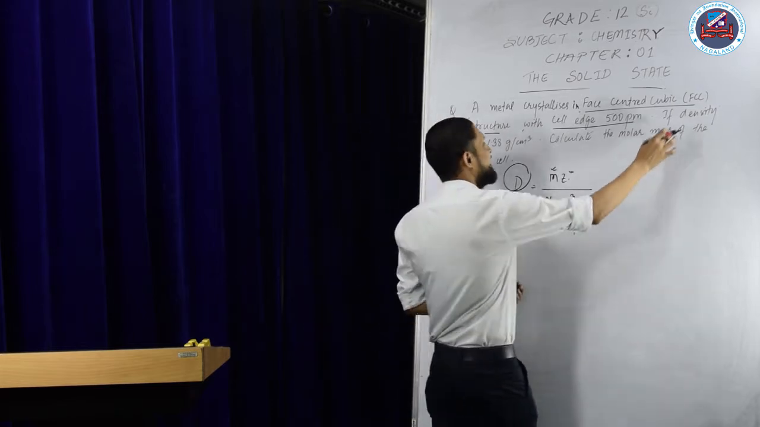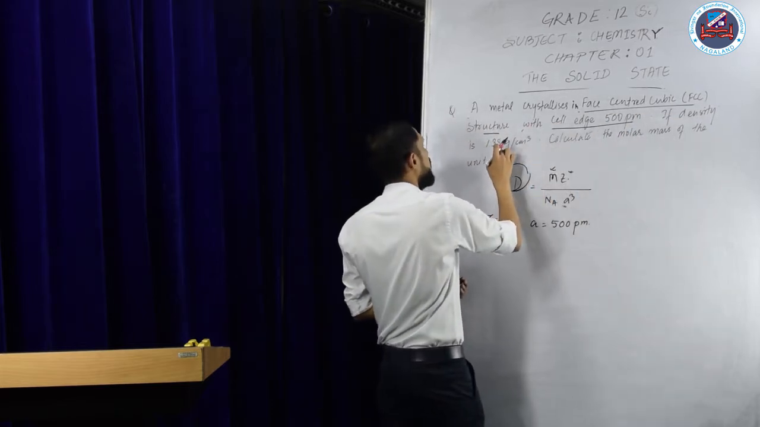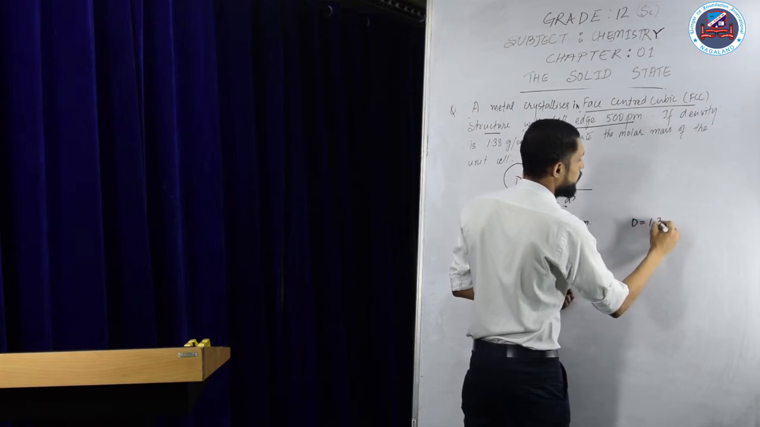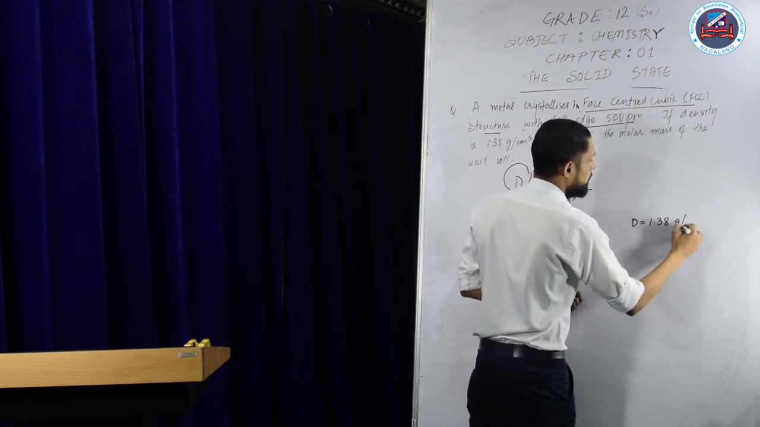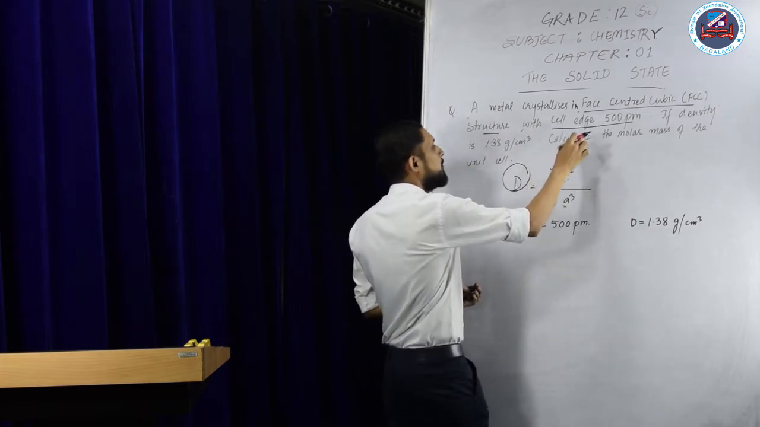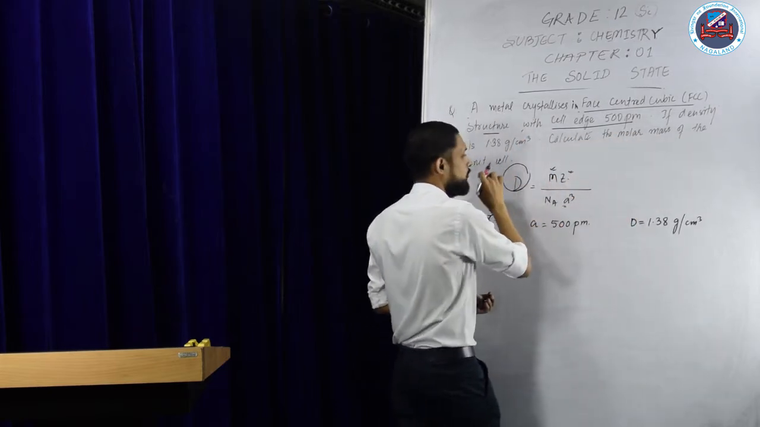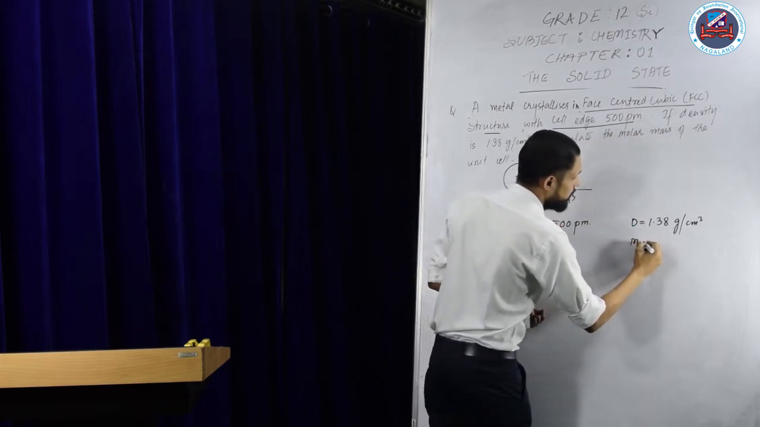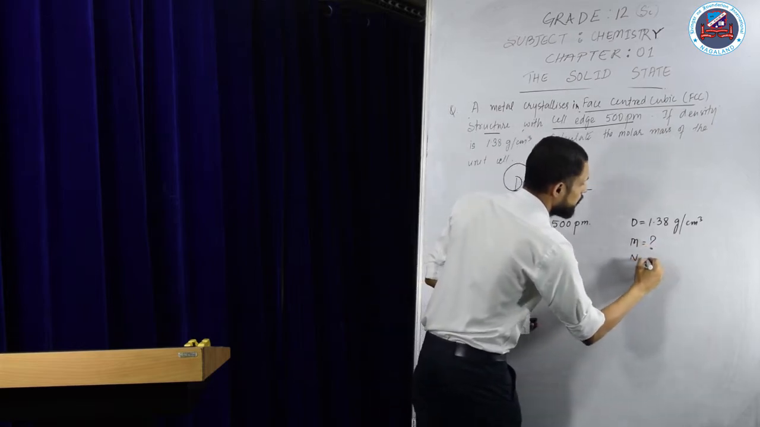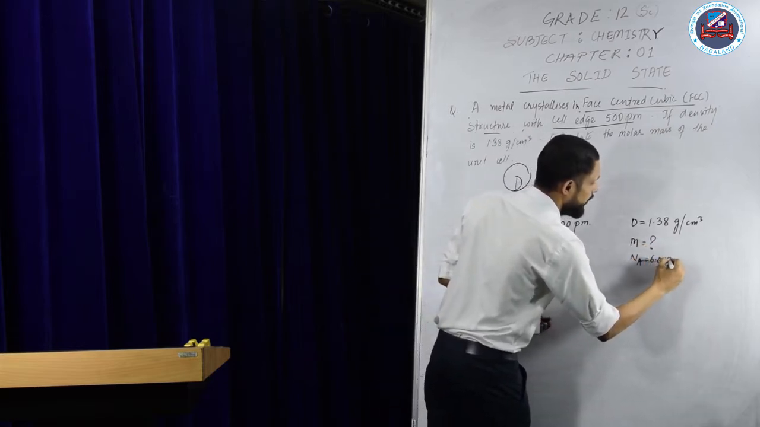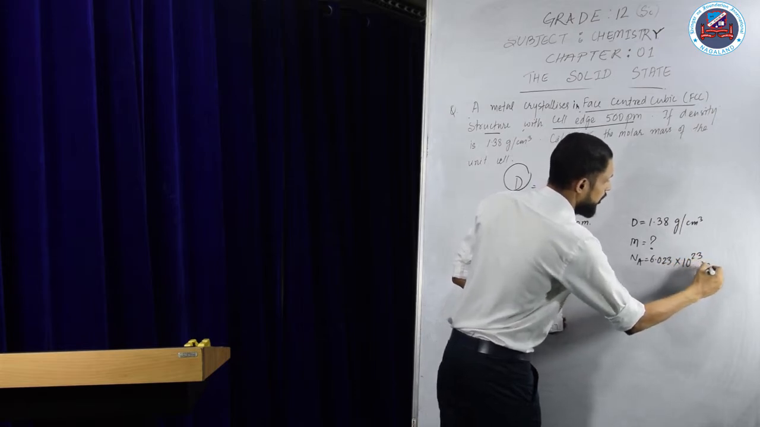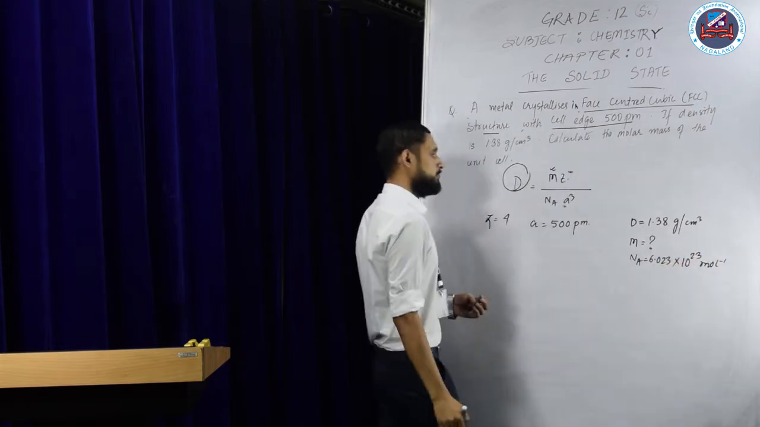The density is 1.38, that is D = 1.38 gram per centimeter cube. Calculate the molar mass of the unit cell. That means you have to calculate M. You know Na? Na is equal to 6.023 multiplied by 10 to the power 23 per mole.